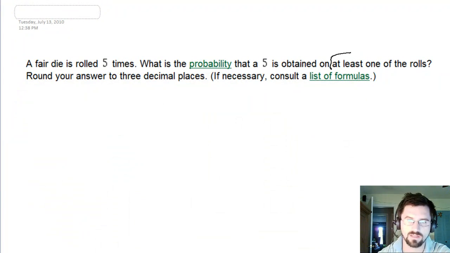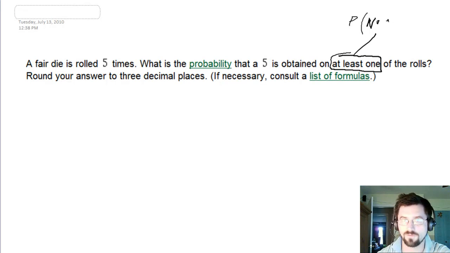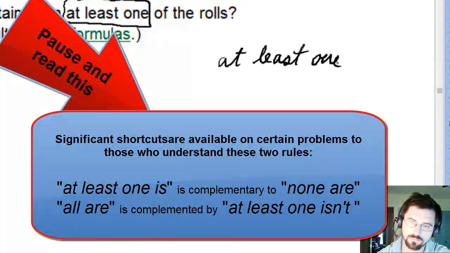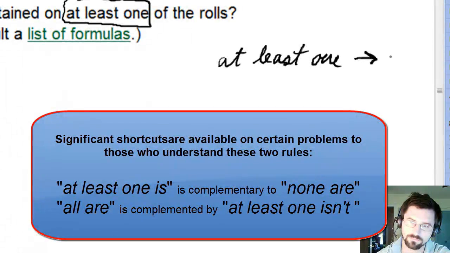The complement of at least one is none. If we find the probability of no 5s being rolled, then that is going to be the complement of at least 1 being rolled. Okay, keep that in mind. The complement of at least 1 is none.